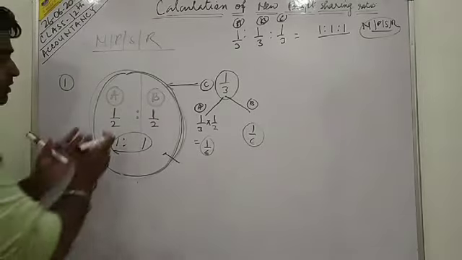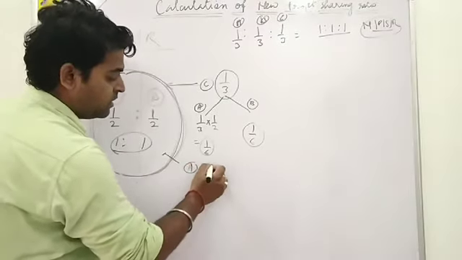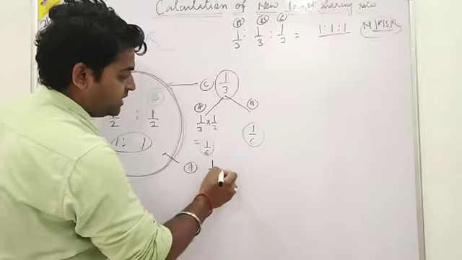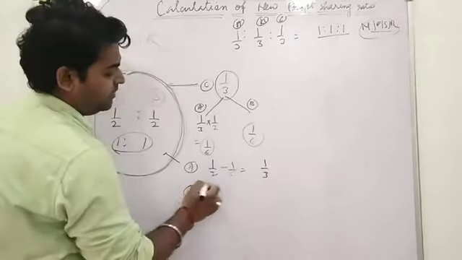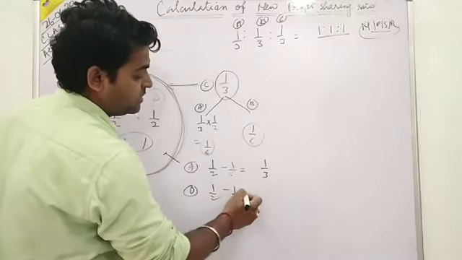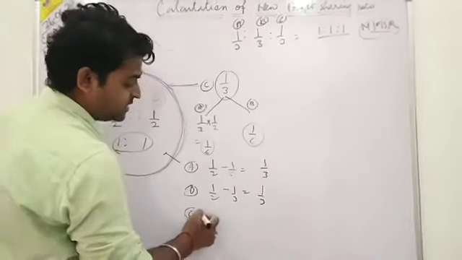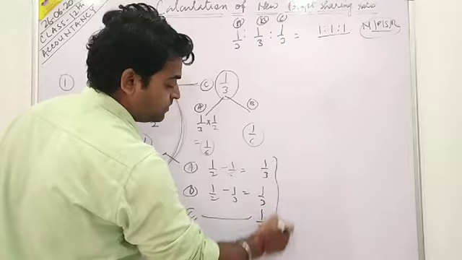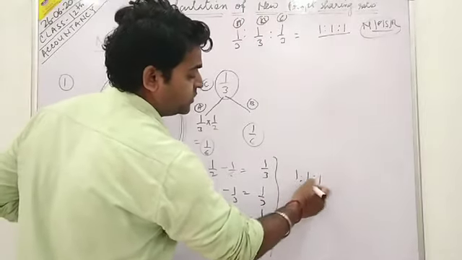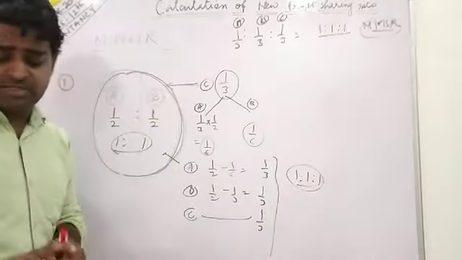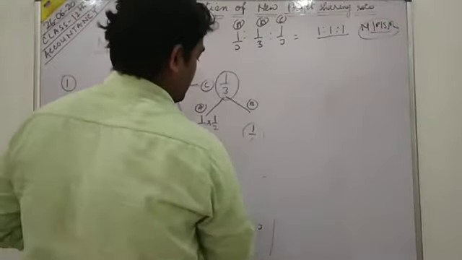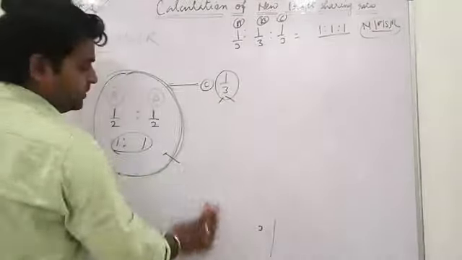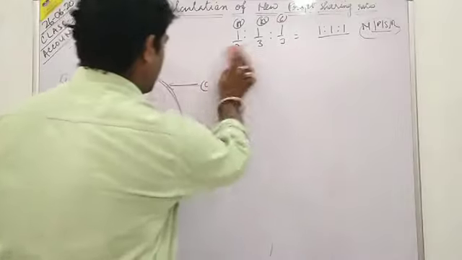So what will we do? A's share is 1/2 minus 1/6, which is 1/3. B's share is 1/2 minus 1/6, which is 1/3, and C is getting 1/3. The new ratio will be 1:1:1. This is the second condition in the calculation of the new profit sharing ratio.